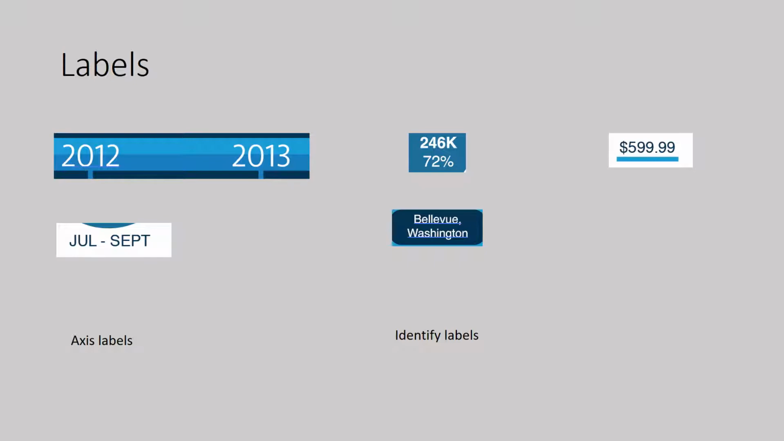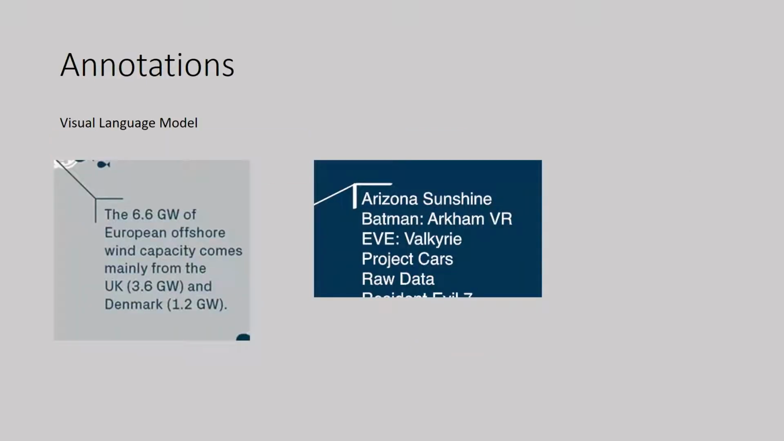I use identity labels as well as precision labels throughout my design to identify the data and what it relates to. On the left you can see some axis labels, and then on the right you can see some identity labels. I use some annotations that are the same as my visual language model, so they have the pointers coming out of them, and then it's the same font type of Helvetica.